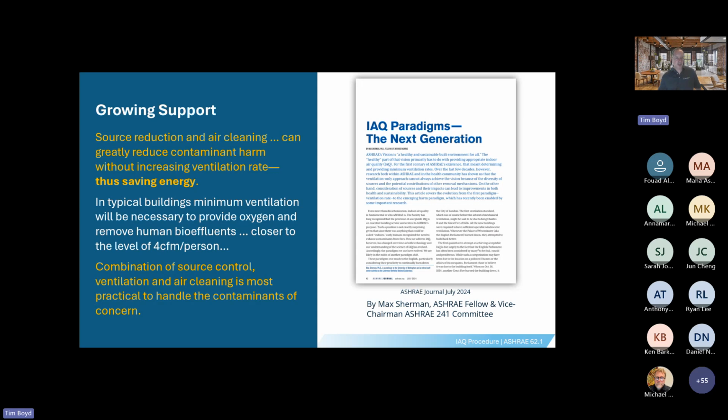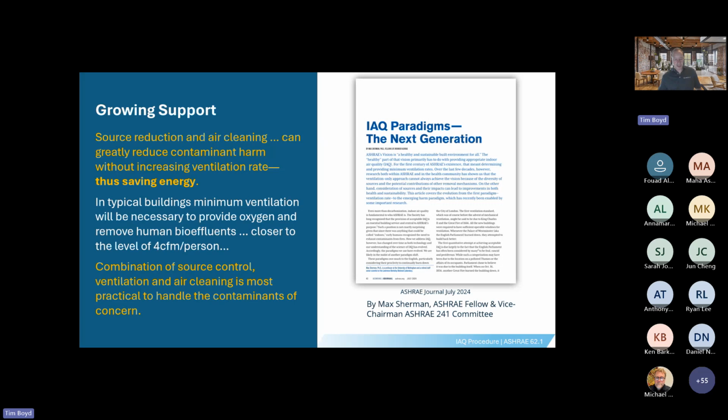But notice what he says: source reduction and air cleaning can greatly reduce the contaminant harm without increasing ventilation rates, thus saving energy. He then goes through a history of the indoor air quality procedure, and he talks about the fact that when they first launched it, it was a 4 CFM per person rate. Remember, I did our test at 5 CFM per person, right? A whole 25% higher. And yet when you do the VRP today, you're at 18.5 CFM per person. You're way higher. So he admits it's gotten out of control.